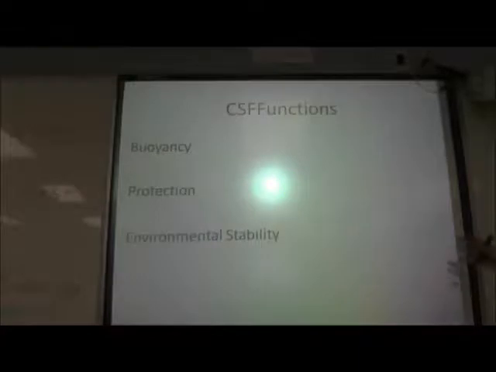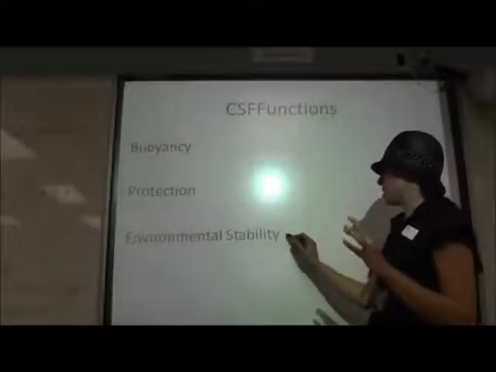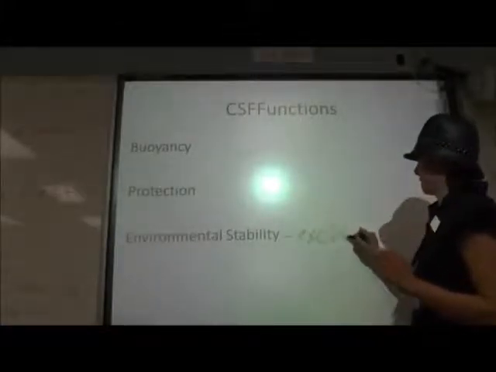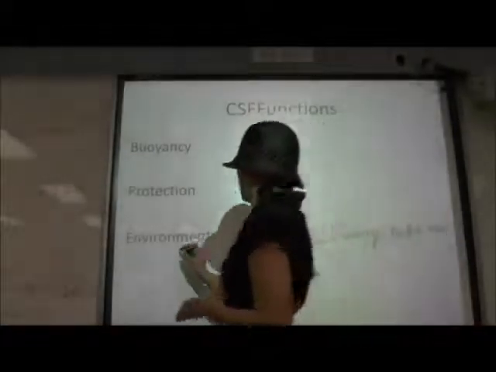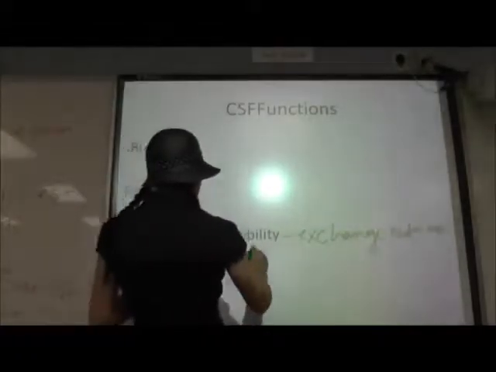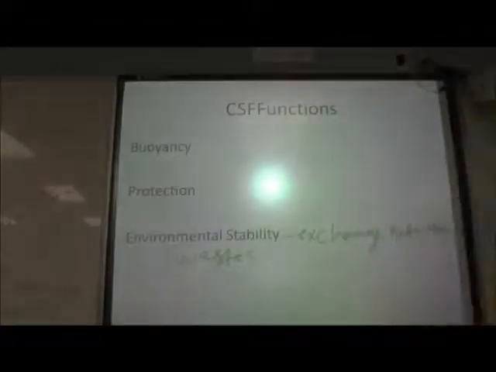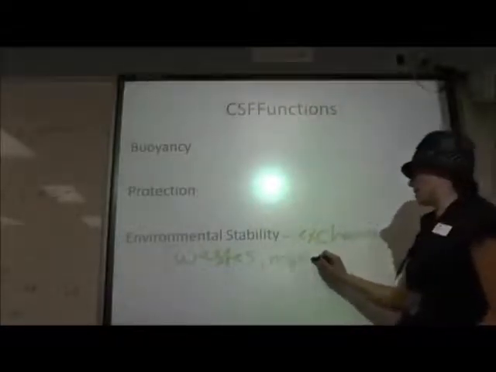The last thing it's going to do is provide some environmental stability. So it can exchange nutrients and waste with the interstitial fluid, and it can help to maintain normal ion concentrations of that interstitial fluid. So it's going to help provide environmental stability by ensuring that we're keeping the composition of our interstitial fluid pretty constant and keeping the composition of our CSF pretty constant. So we'll exchange nutrients and waste, and we'll manage ion concentrations.